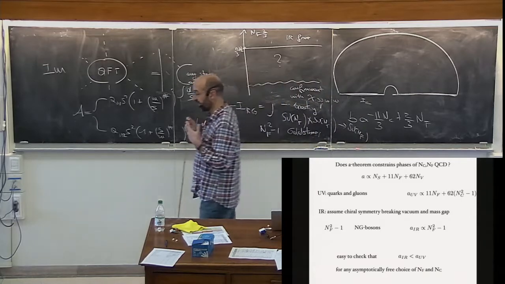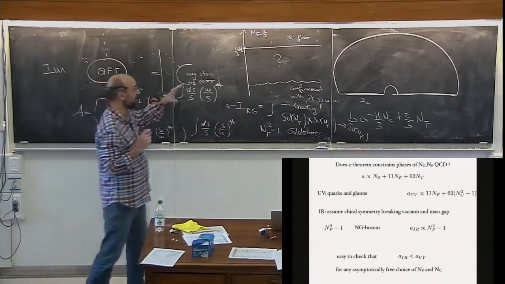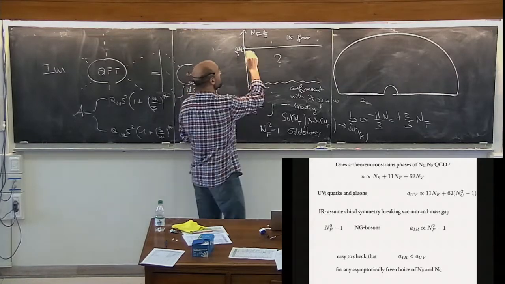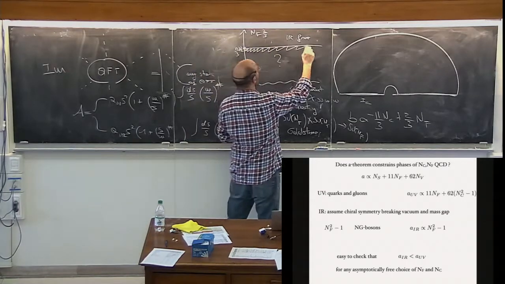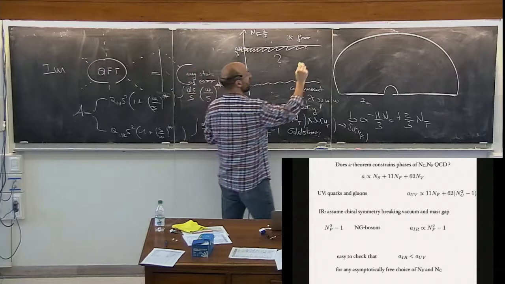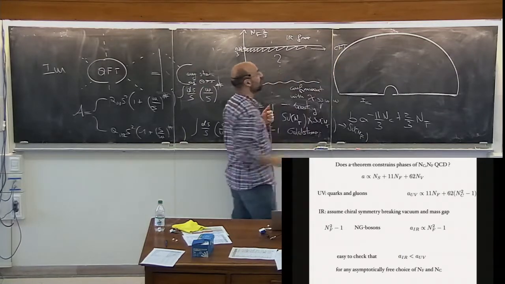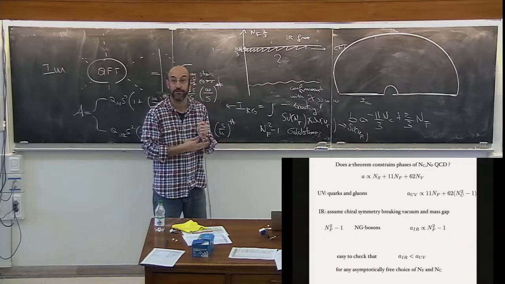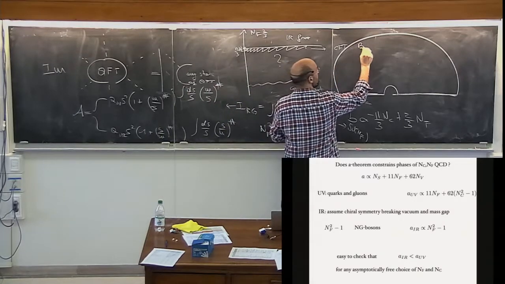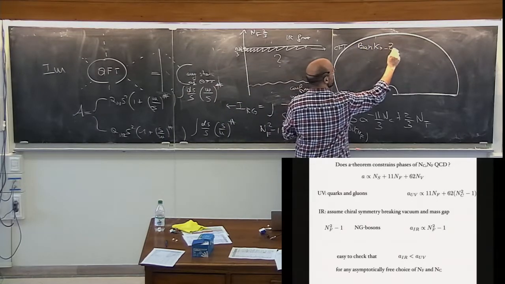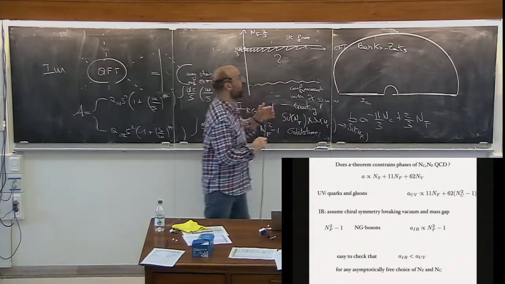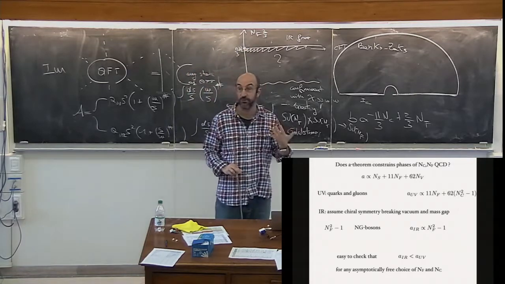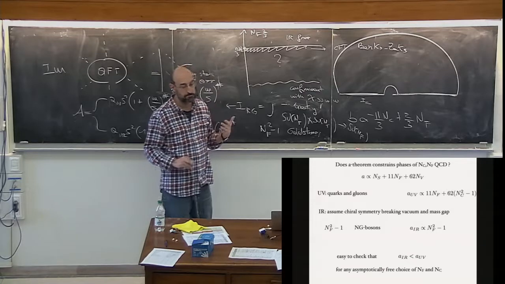And then there is a region in between where I can put a question mark. Although we have an idea of what happens, there is a window here, and the question is where the window is. Let me tell you another thing. If the number of colors is big enough, the theory goes in the IR to conformal fixed points. This is Banks-Zaks, the so-called Banks-Zaks fixed points.